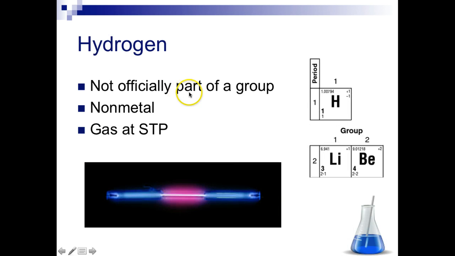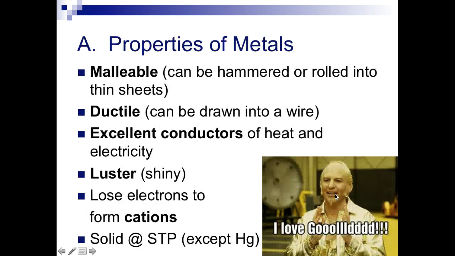Hydrogen is not part of any group. It is a nonmetal and a gas at standard temperature and pressure. It is placed in group 1 because it has 1 valence electron, but it's not an alkali metal like the rest of group 1 is.